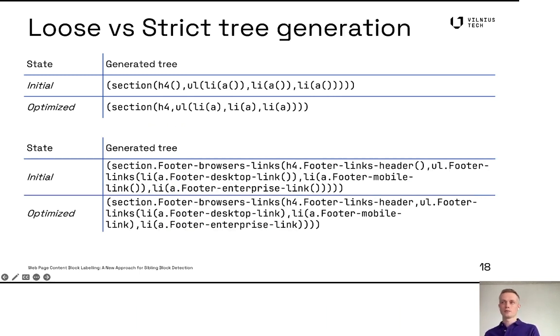Now, apart from the loose tree, we also generate a strict tree. The strict tree allows us to perform a stricter comparison, because now we also include the class data of the tag. Optimization in this case is the same as before, and we remove empty nodes. If there is a need, we can add any other metadata from the tag to the tree, not only class data as we do now.